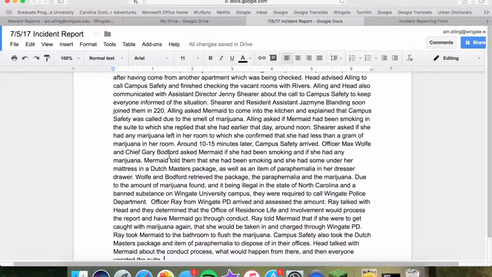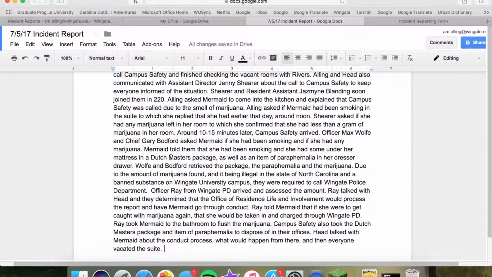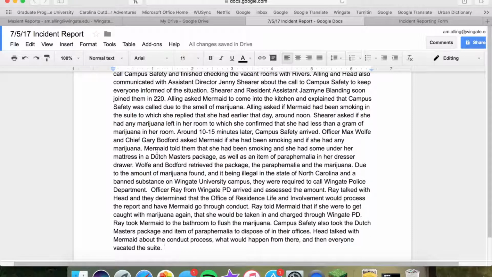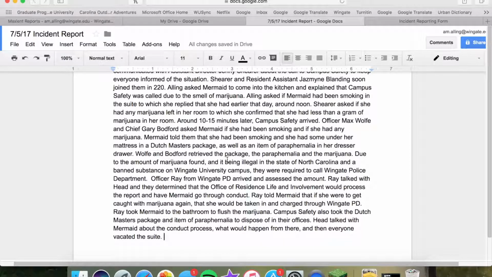Officer Max Wolf and Chief Gary Bodford asked Mermaid if she had been smoking and if she had any marijuana. Mermaid told them that she had been smoking and she had some under her mattress in a Dutch Master's package, as well as an item of paraphernalia in her dresser drawer. Wolf and Bodford received the package, the paraphernalia, and the marijuana. Due to the amount of marijuana found and it being illegal in the state of North Carolina and a banned substance on Wingate University campus, they were required to call Wingate Police Department.